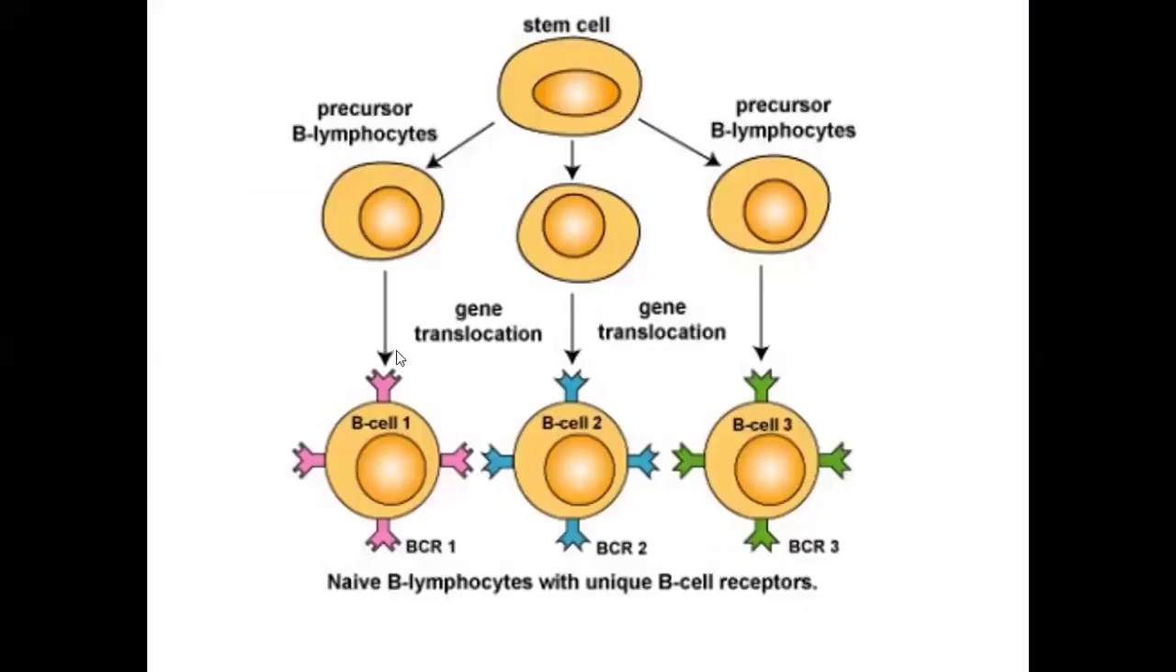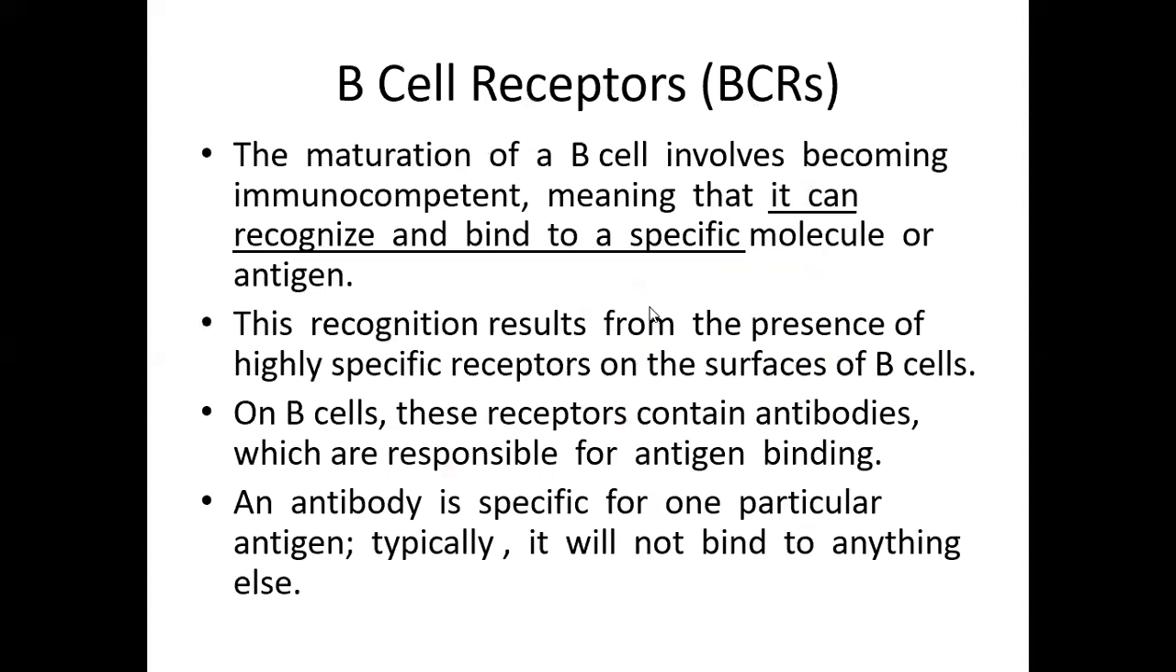Okay, look at this picture. You can see that this is a pluripotent stem cell, and this is the cell which will be a B lymphocyte, and this is a B lymphocyte with its BCR receptor. BCR receptor, B cell receptor. The maturation of B cell involves becoming immunocompetent, meaning that it can recognize and bind to a specific molecule or antigen.